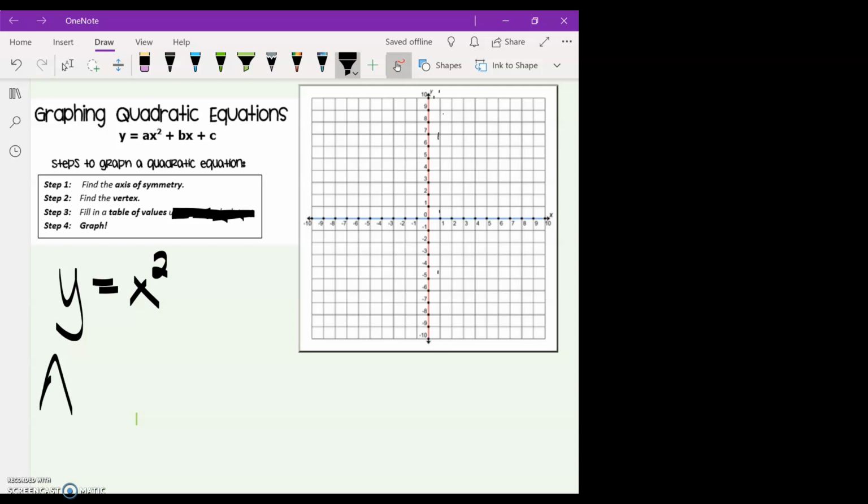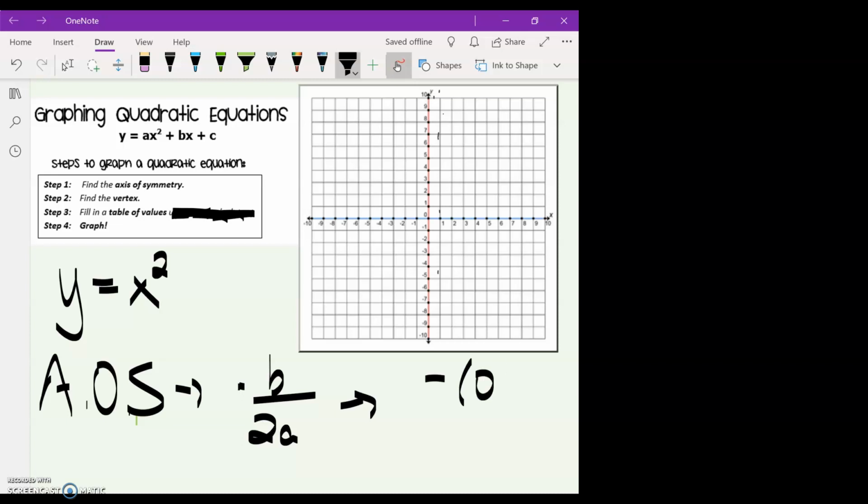To find the axis of symmetry, we have to use negative b over 2a. With our function right here, our b is 0. So we have negative, and we're going to insert 0 here, in parentheses, over 2 times a, and our a is 1. Remember, there's a 1 that hides in front of this x. When we evaluate this, we have negative 0 over 2, and negative 0 over 2 is just 0. So our axis of symmetry is just 0.